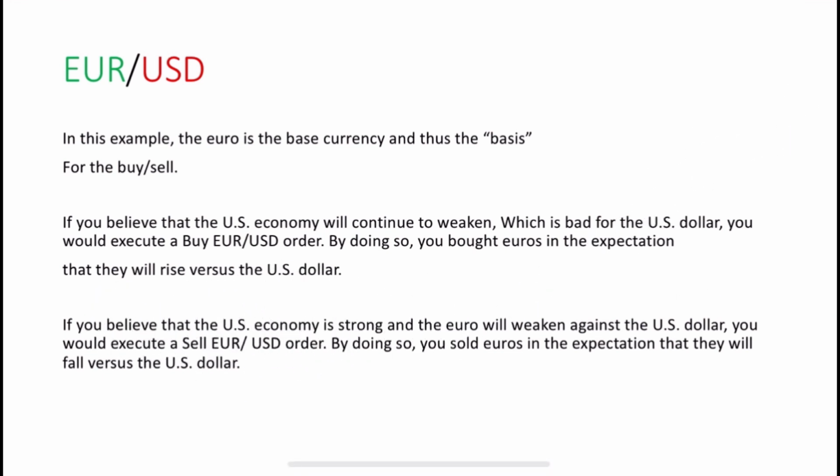As simple as that. So if you believe that the US, because remember this is a currency pair, Euro USD, and they've told you the Euro is the best currency, that's the bias for the buy or sell. So if you believe that the US economy will continue to weaken, which is bad for the USD, you would execute a buy Euro USD order, and by doing so you bought euros in expectation that they will rise versus the US dollar.